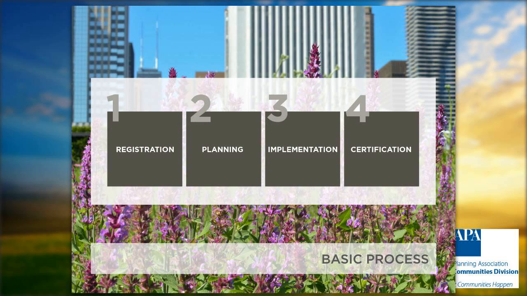So on a very basic level, the first step in becoming a living community is registration, which is simply to express the community's commitment to pursuing the program. The last step is certification, which is based on 12 months of actual performance. Steps 2 and 3 have intermediate vision plan, master plan, and emerging living community submittal milestones. If you're interested more in the process, I would encourage you to download our handbook, which we'll talk about later.